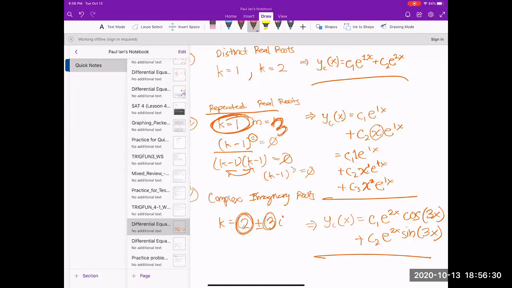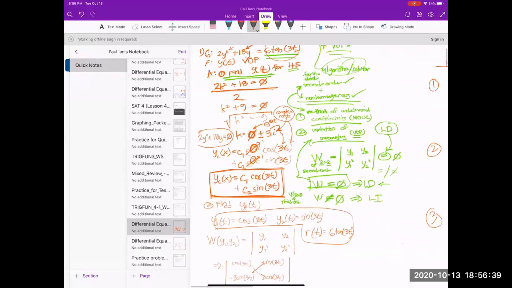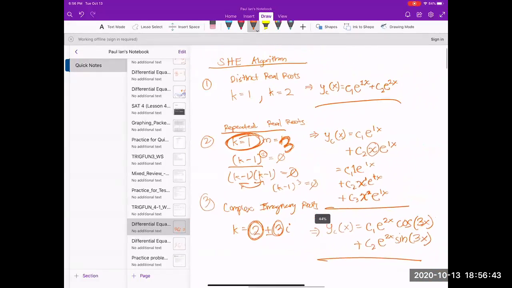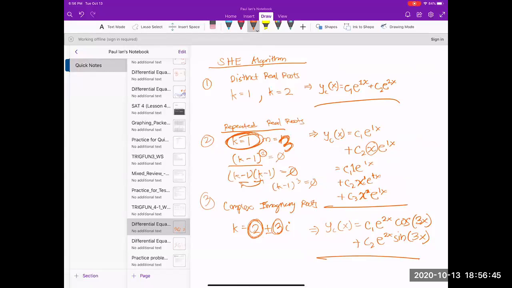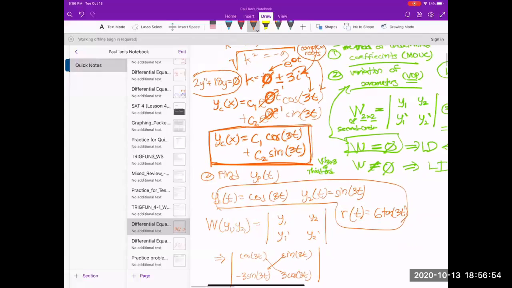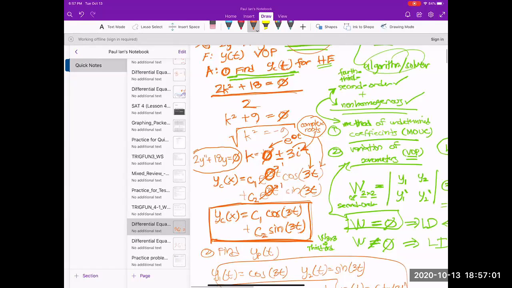All right, does that make sense? Those are probably the core things, the main bare bones that he can give you on the test. Okay, so with that, that's pretty much step 1. It's just knowing your homogeneous solution. That's the easy part.